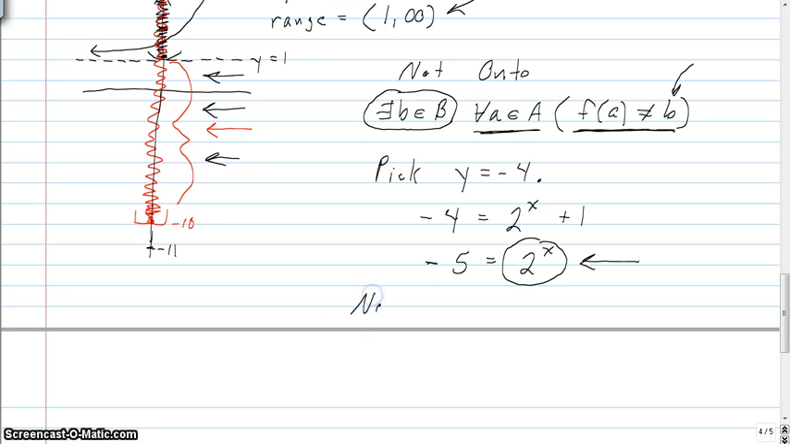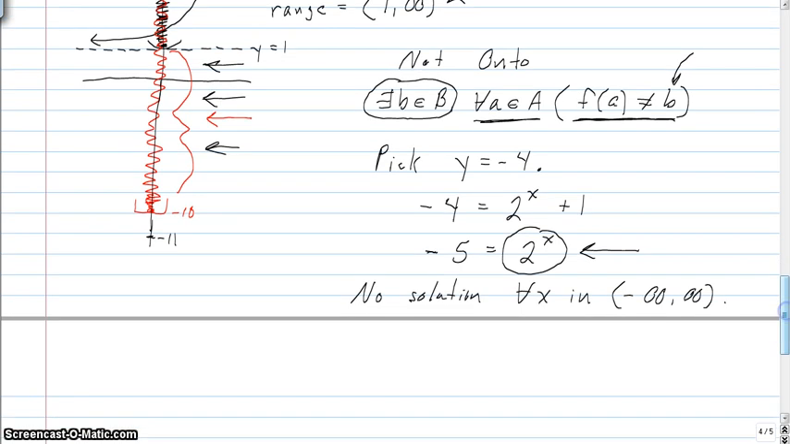This has no solution for all x in the domain. It doesn't matter what x is, there's going to be no solution to that. So we've found a y so that, actually what we showed is that this is true for all values of x, for all values of x.